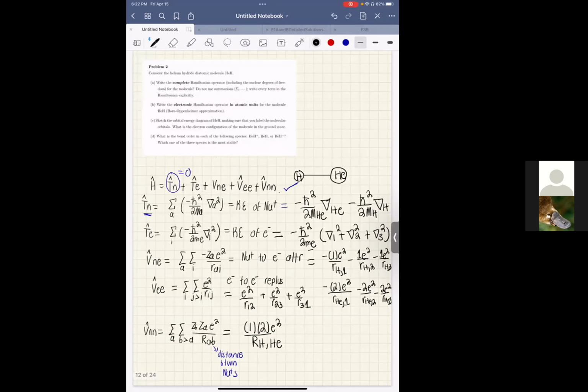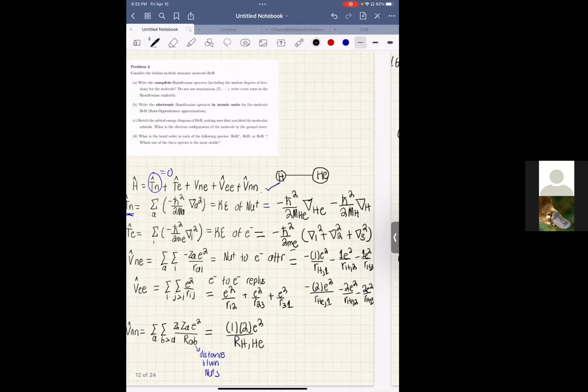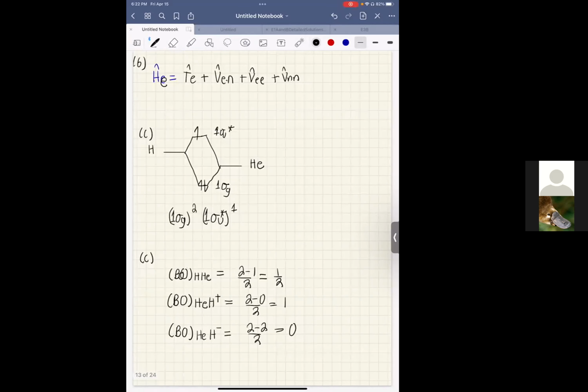And part D is asking what is the bond order in each of the following helium species. I mean, it's asking which one is most stable, and this one's the most stable because it has fewer electrons in its anti-bonding orbital.